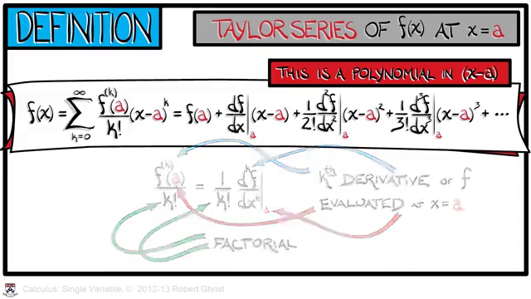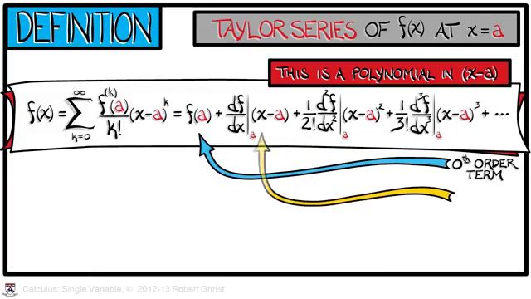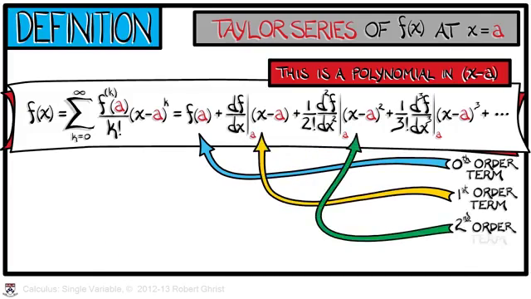A little bit of terminology is in order. The constant term is called the zeroth order term. Next comes the first order term, the second order term, the third order term, and so on. These correlate to the degree of the quantity x minus a.